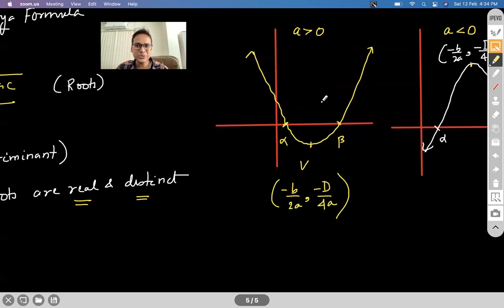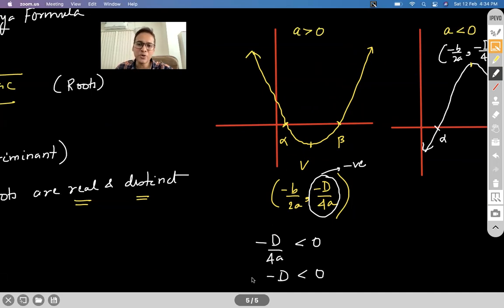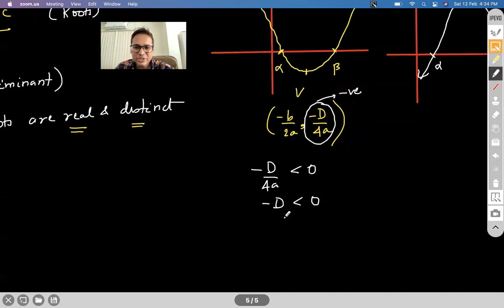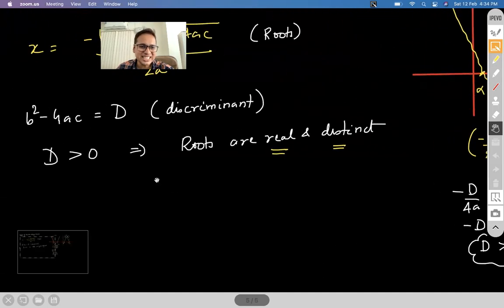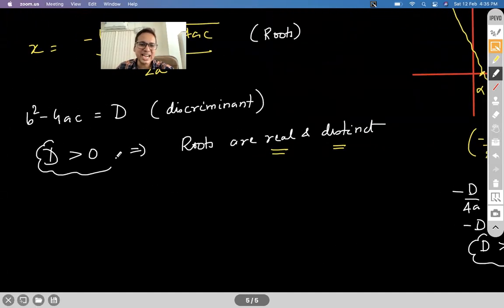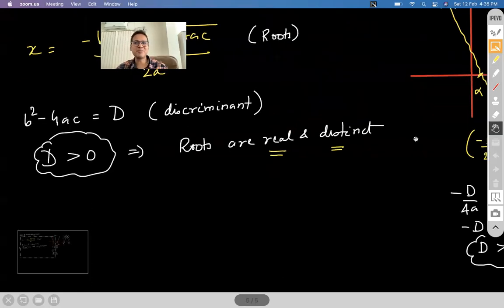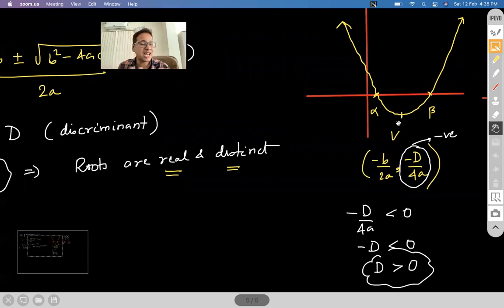So the diagram which I have shown you, that is the exact scenario that should happen if you want your roots to be real and distinct, right? So for this, your y coordinate of the vertex should be negative, correct? That means minus d by 4a should be less than 0. That means minus d should be less than 0 because 4a, you can take it to the other side without affecting the inequality, correct? So that means your d should be greater than 0. And this is what I had written over here. So when your d is greater than 0, your roots will be real and distinct. So that is further supported by the graph of the parabola using that vertex coordinate.